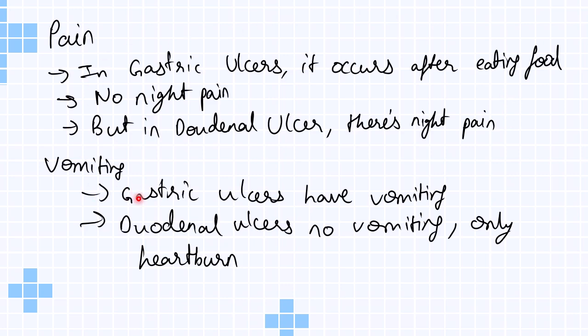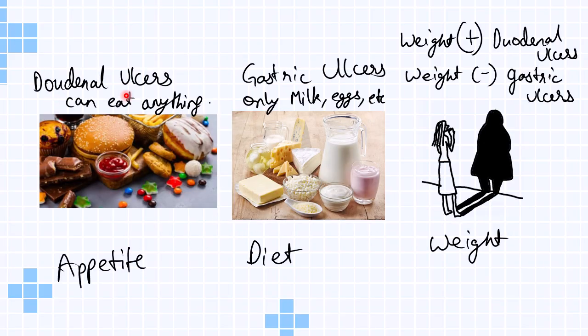In vomiting, gastric ulcers have vomiting, but duodenal ulcers have no vomiting, they only have heartburn. In duodenal ulcers, they can eat anything, whereas in gastric ulcers, they can only eat milk, eggs, etc. There's weight gain in duodenal ulcers because they can eat anything, whereas in gastric ulcers, there's weight loss.